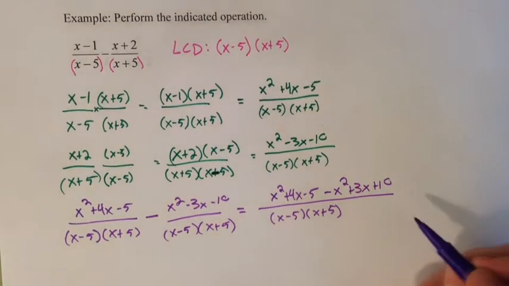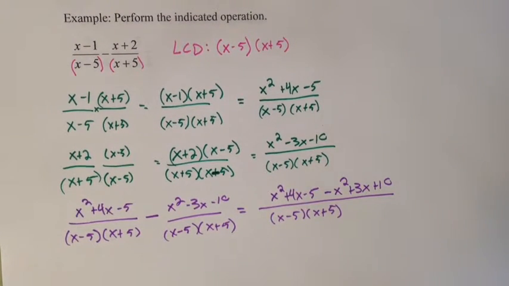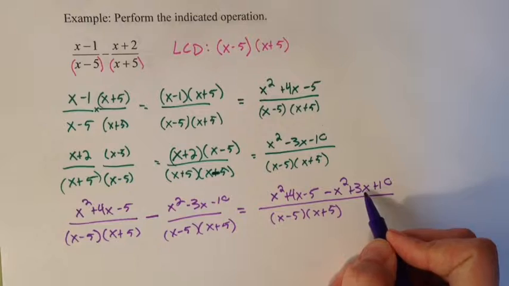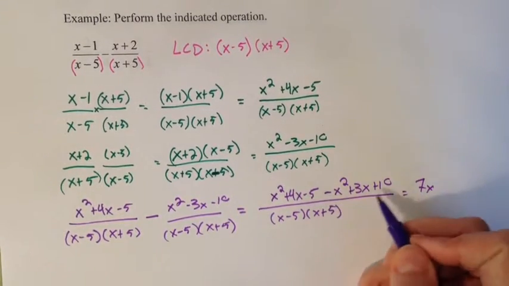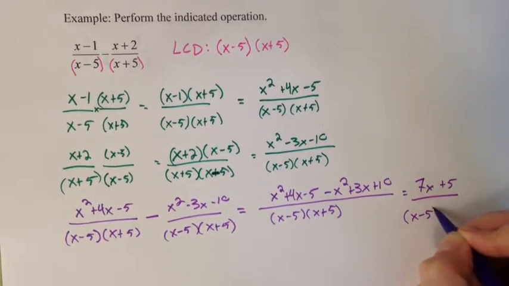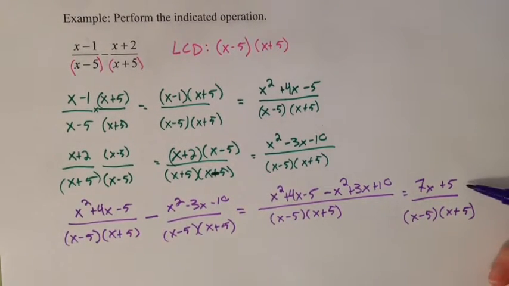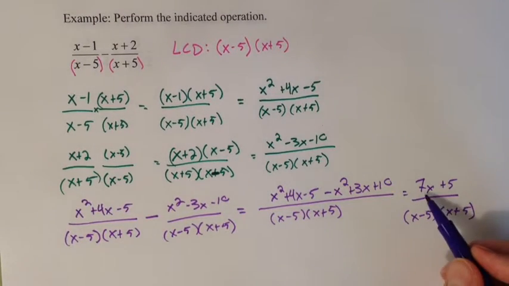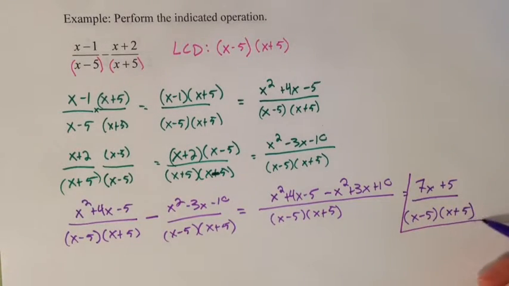Notice that on top I've got lots of like terms that can be combined. X squared minus x squared is 0x squareds. I have a 4x plus 3, so that's a 7x. And then I have a negative 5 and a plus 10 for a plus 5 on top. My denominator just comes along for the ride, same denominator. Finally, I look at my new numerator and see if it's possible to factor it, just in case something might cancel with my denominator. Between 7x and 5, there's nothing in common, so my numerator can't be factored, there's nothing to cancel, and this is my final answer.